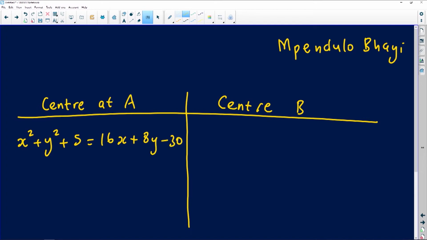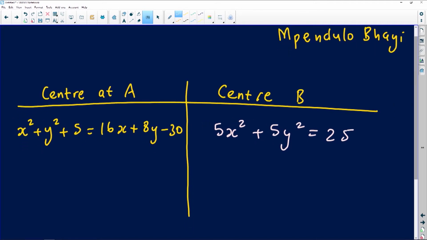The other one, the second one, which is centered at point B, has the equation 5x squared, right, plus 5y squared is equal to 25. So these are two circles that we need to deal with. Okay, cool. Now, if you look at the first one, the one that has a center at point A, you'll agree with me that we can't see what the center and the radius of that circle is if we don't write it in standard form.